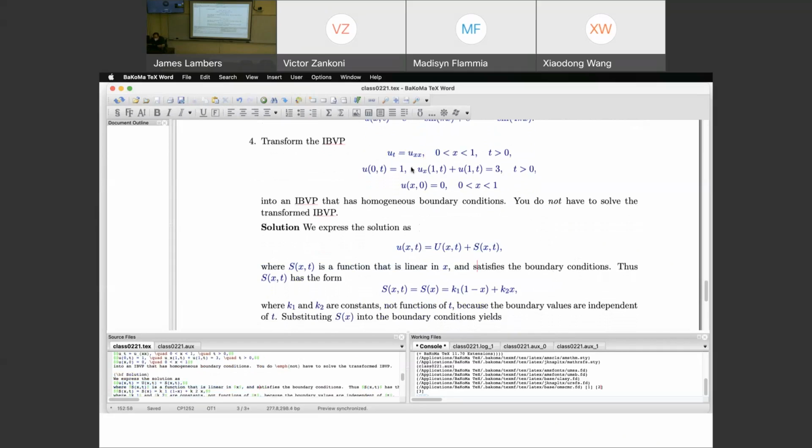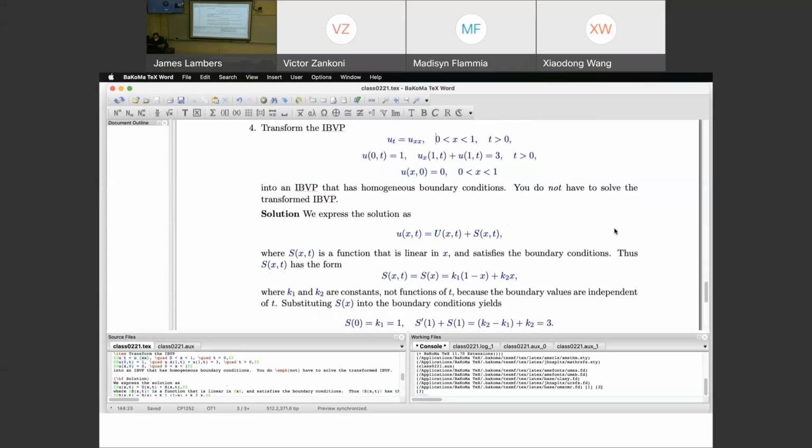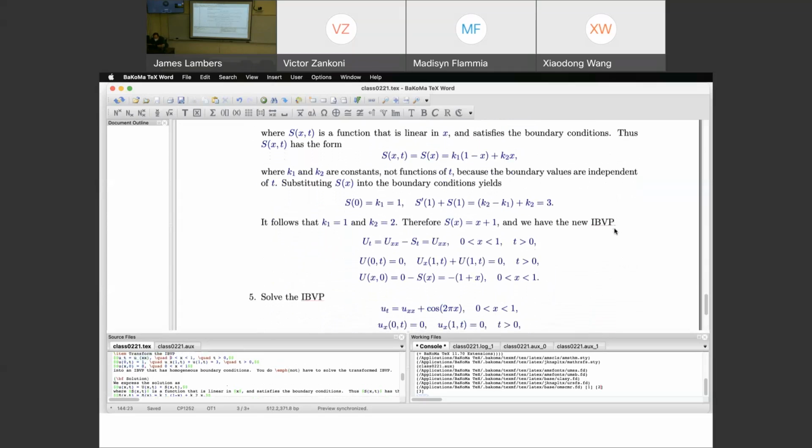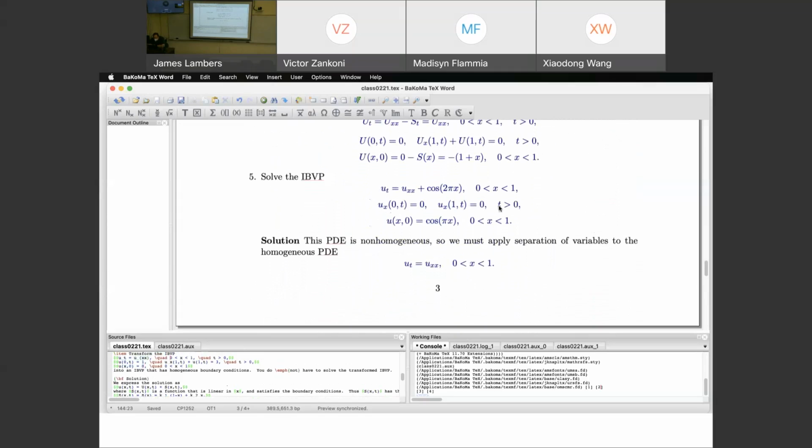And really, you know what the new boundary conditions will be. They'll be the same as the original boundary conditions, except 0 on the right-hand side. But whatever boundary function you have is going to affect the initial condition and possibly the PDE also. So that's where I'll be looking to see if you get it right.